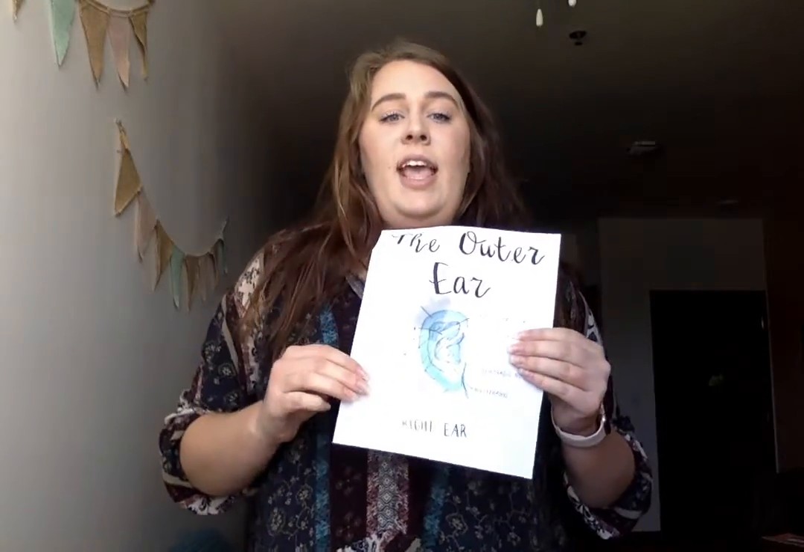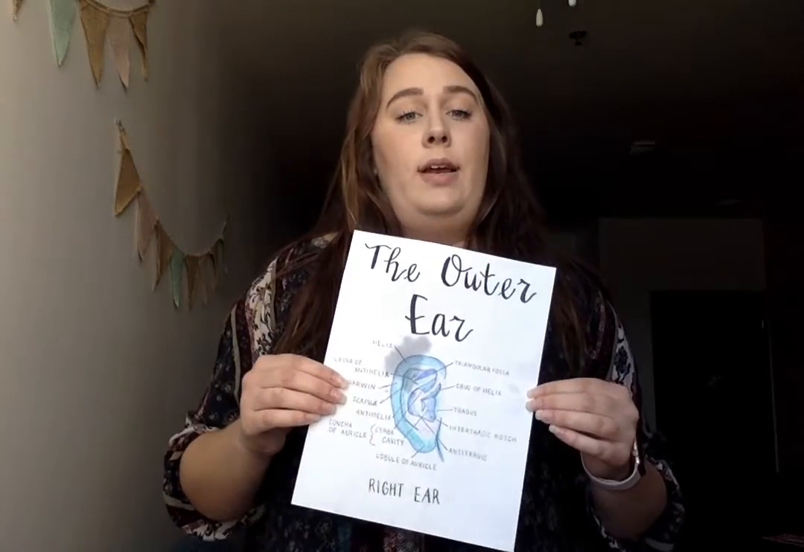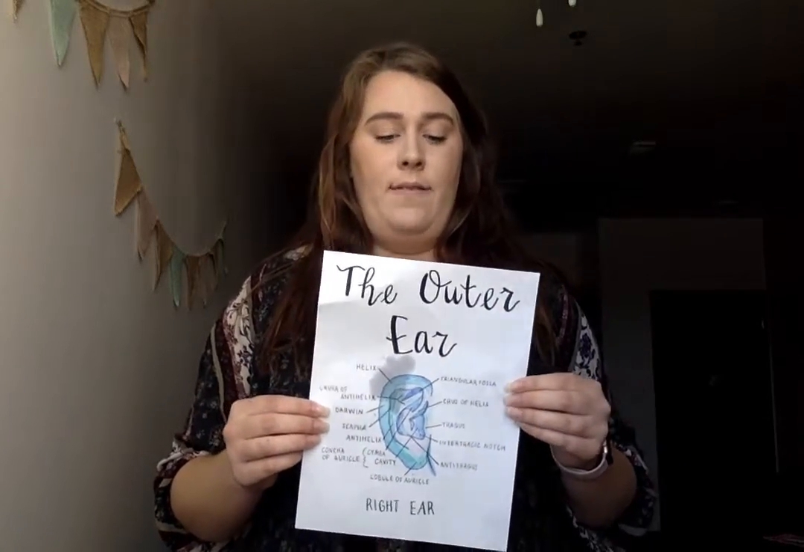The outer ear consists of two parts, the pinna, which is shown here in my drawing, and the EAC, external auditory canal. First, let's talk about the pinna. The pinna is the part of the ear that you can see. Sometimes, the pinna is called the auricle. The pinna is a series of ridges and depressions made up of elastic cartilage. Here on my drawing, you can see the major landmarks of the pinna.